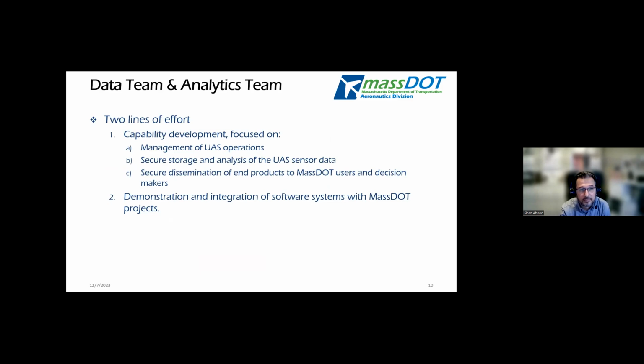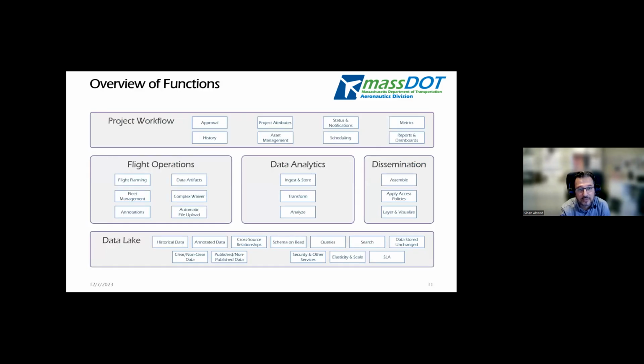This is a copy of my slide. This is just an overview of our functions within the drone ops and the data team. We have two major blocks, which are the project workflow and the data lake.